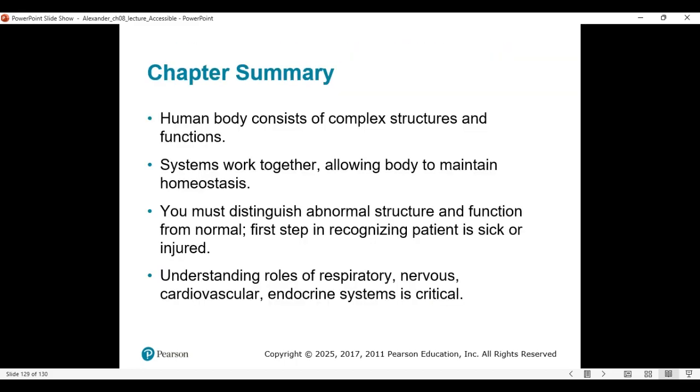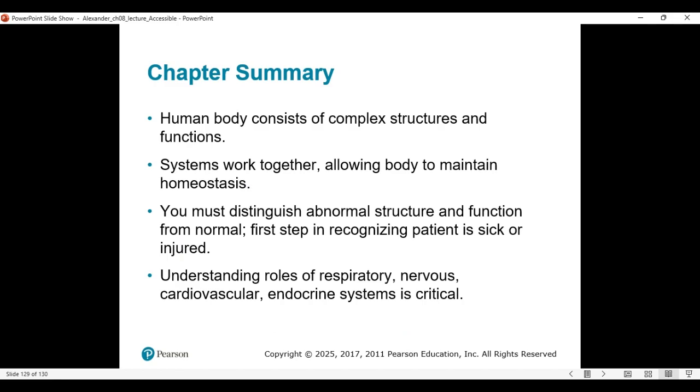All right, chapter summary. The human body consists of complex structures and functions. Systems work together, allowing the body to maintain homeostasis. We must be able to distinguish between abnormal structure and function from normal. First step is to recognize patients. This is the first step in recognizing sick or injured. Understanding the roles of these different systems, like the respiratory, nervous, cardiovascular, endocrine, is critical.